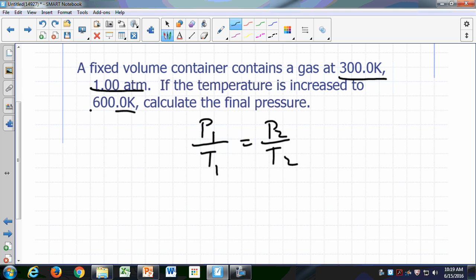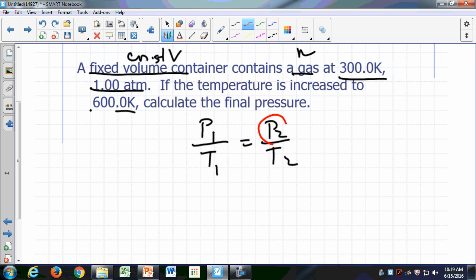So how do we know just by reading this problem that we're dealing with constant n and V? You have a fixed volume container, so that's constant V. And it says it contains a gas. It doesn't say anything about losing the gas or adding more gas in, so you can just assume your amount of gas is fixed. So n is also constant. So P1 over T1 equals P2 over T2.